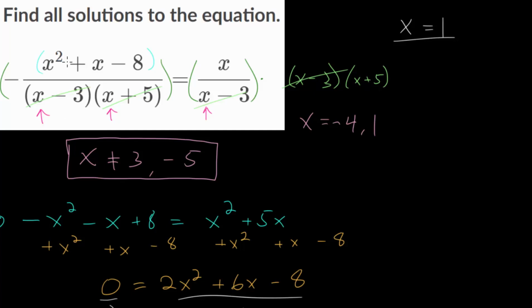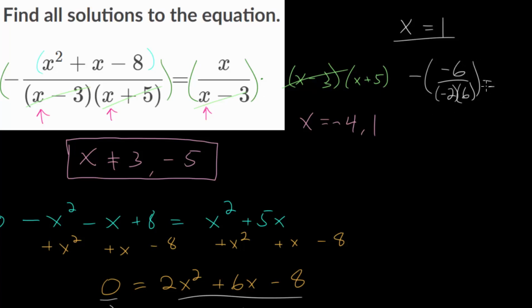For the left-hand side in the numerator, we get 1 plus 1 minus 8. And of course, we have that negative sign out front. And 1 plus 1 is 2, minus 8 is -6. And we divide by 1 minus 3, which is -2. And we multiply by 1 plus 5, which is 6.